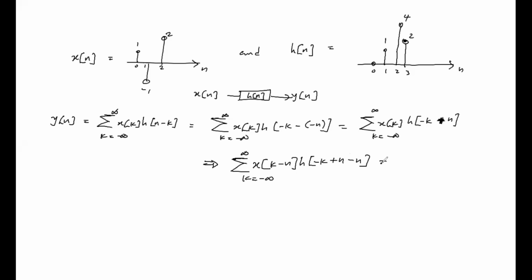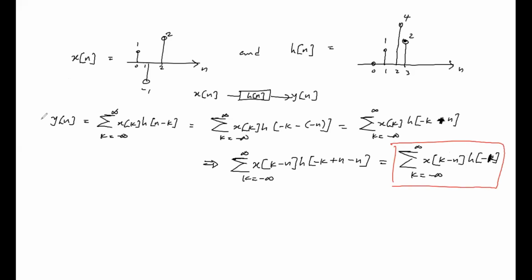Right? So once we have this, then we are going to have summation, k taking on negative infinity to positive infinity, s of k minus n, h of minus k. So you now see that the impulse response here is time reversed, right? While the signal is shifted. So now that we have this, we can use this as our basis for convolution, okay?